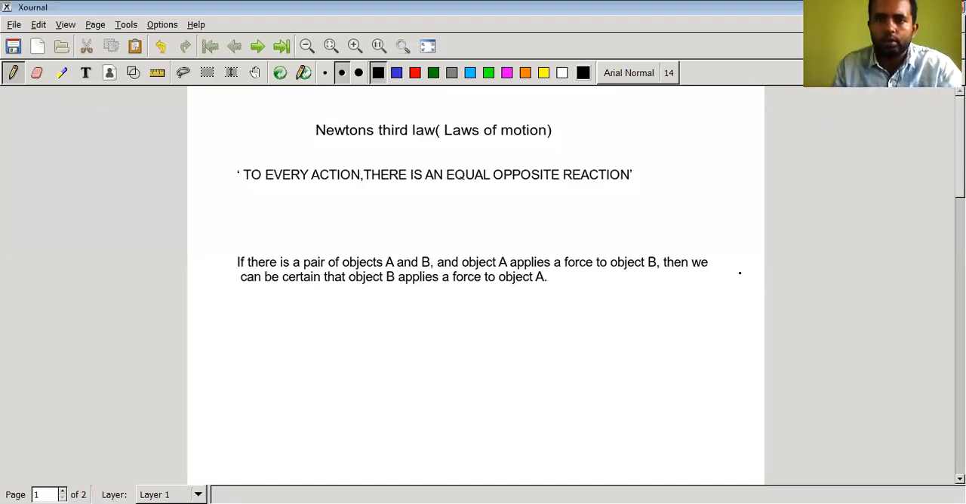Hello all. In today's class, we are going to talk about Newton's third law, and there is a common understanding that it can be defined like: to every action there is an equal and opposite reaction. Fine. This is very famous among all, even those who don't know. It is used in everyday life, but we are going to prove that this is wrong.